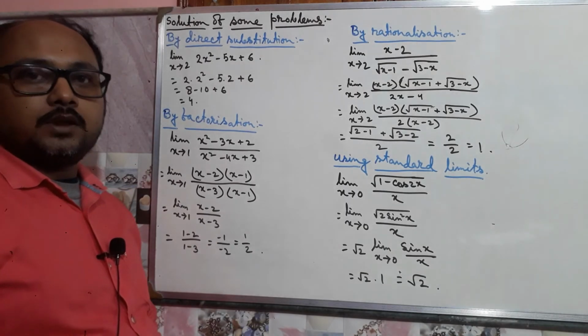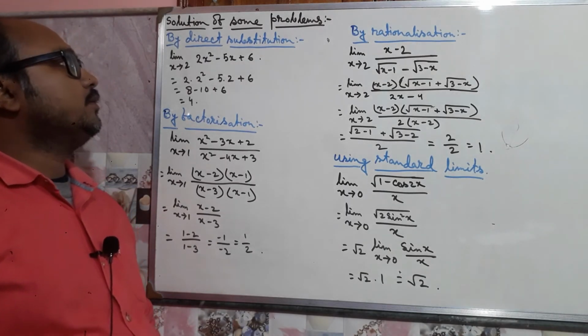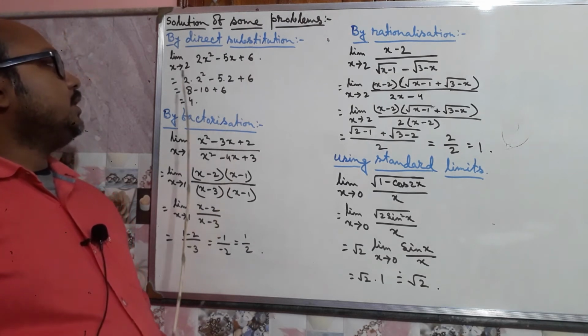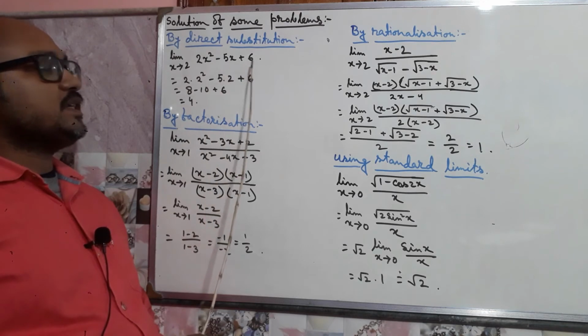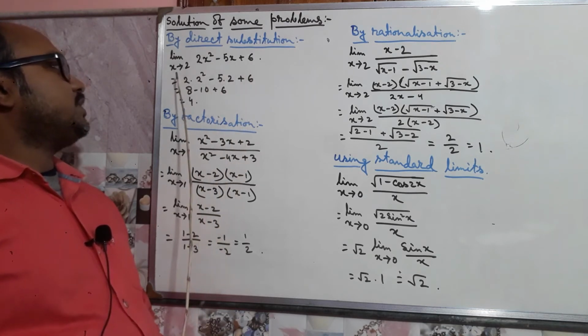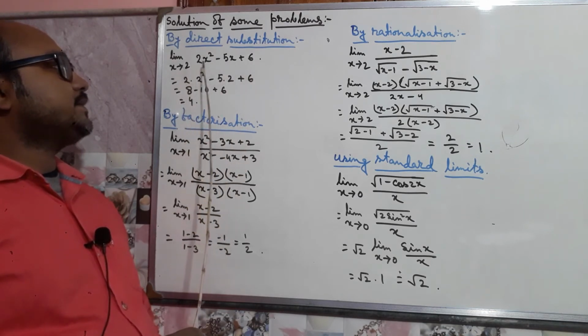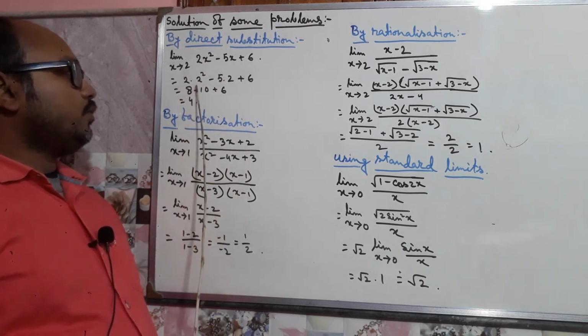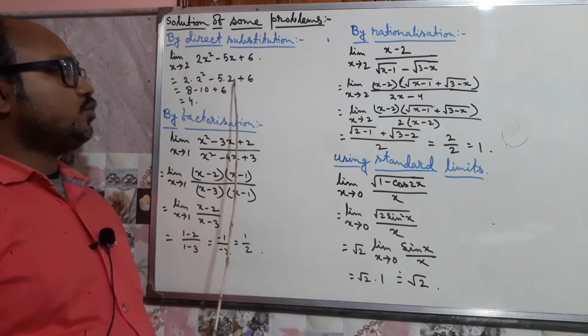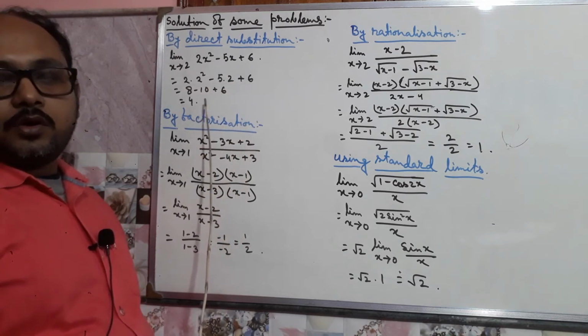How to solve the problems of limit? You see, in this type of problem, limit x tends to 2, 2x square minus 5x plus 6, substitute this limiting value of x directly. That will be 2 into 2 square minus 5 into 2 plus 6. The value will be 4.